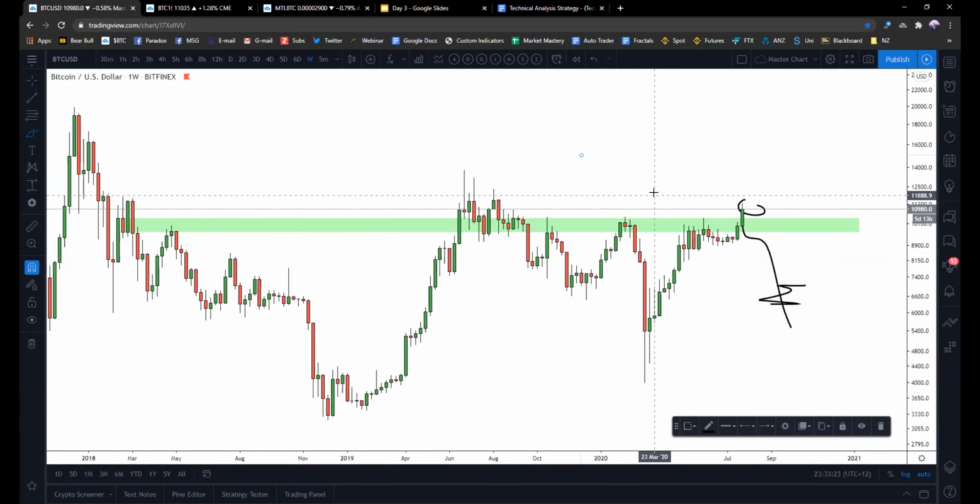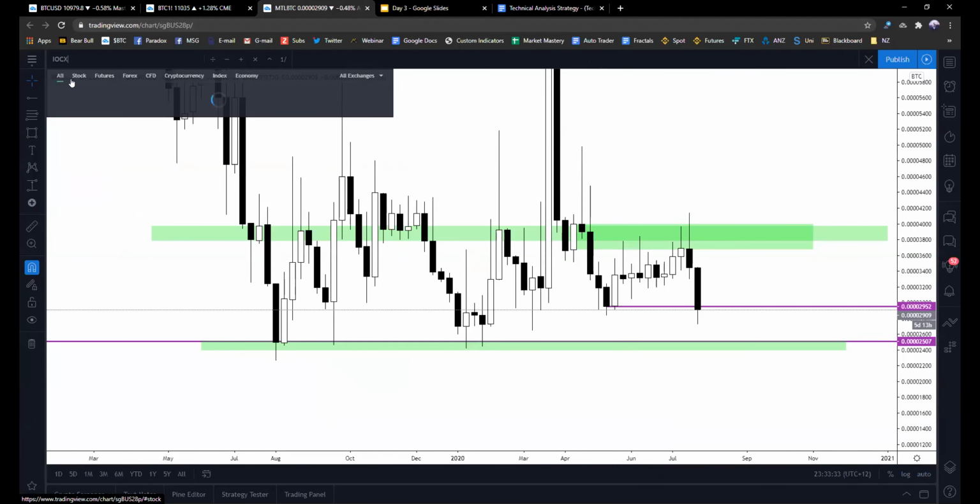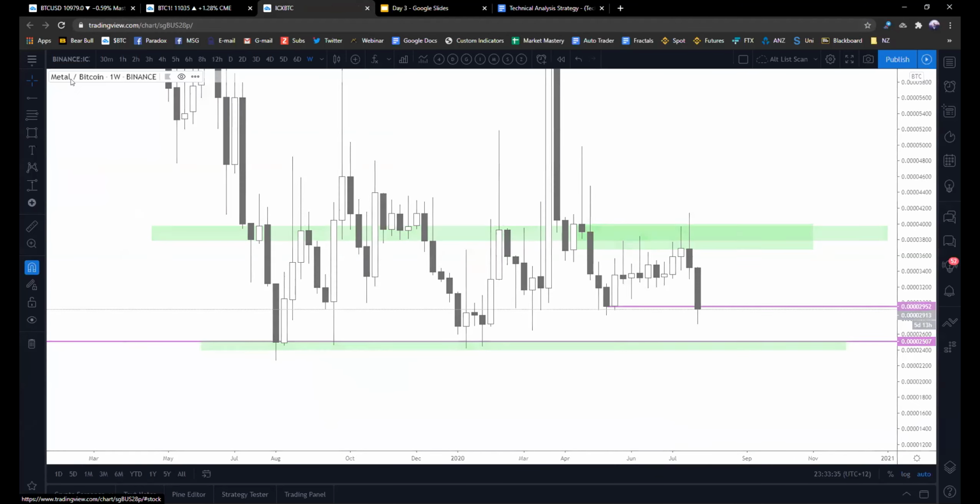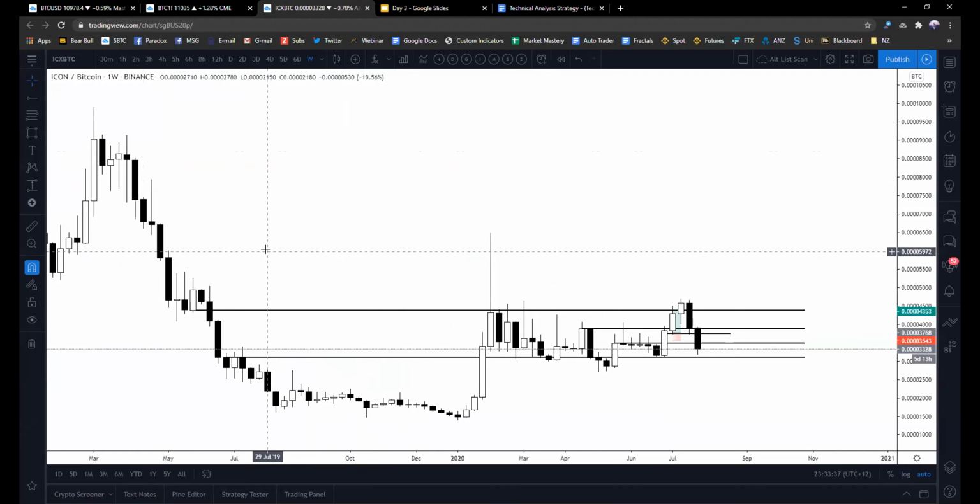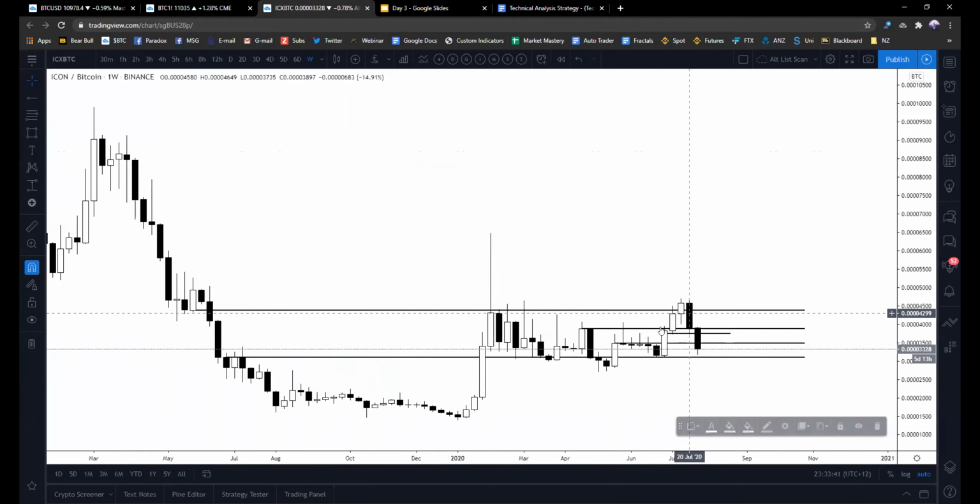Can we do ICX? We can do ICX real quick. Actually, I need to stick to a disciplined approach to this and not get carried away. Here's an example of one. I don't remember doing this. Looks like I took a trade and it played out.